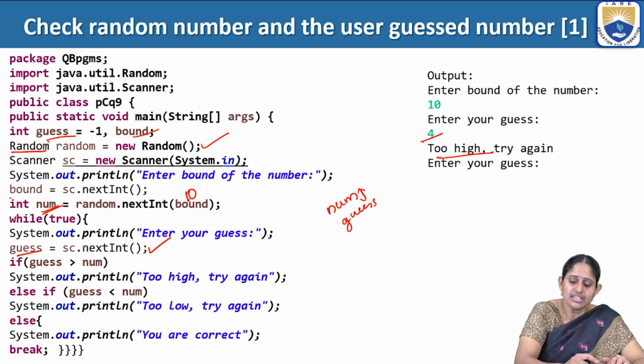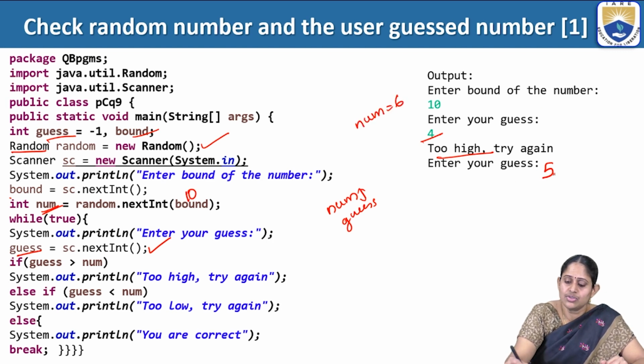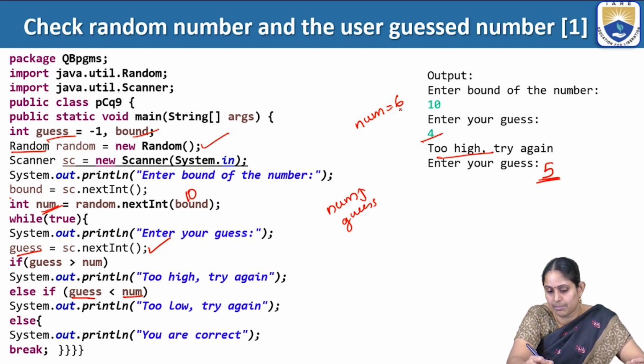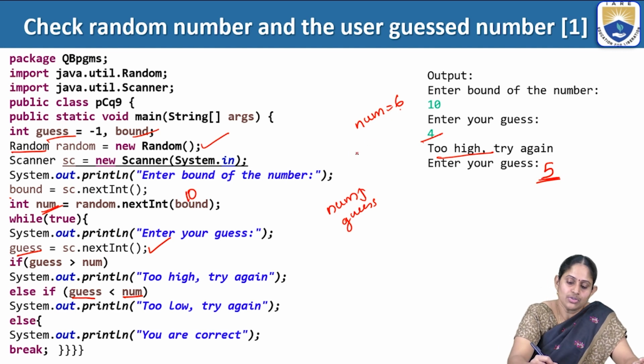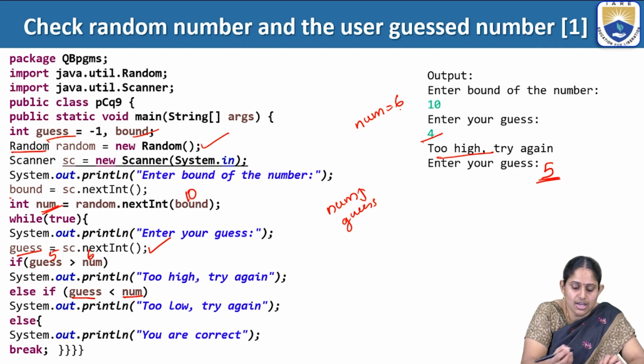It will ask us to enter the guess again. Let's say we have entered 5. Now let's assume that our num is 6. So in the second case, guess is 5. Again it will check the guess and the number value. They both are not equal. So our num is 6 and guess is 5. So is 5 greater than 6? No.